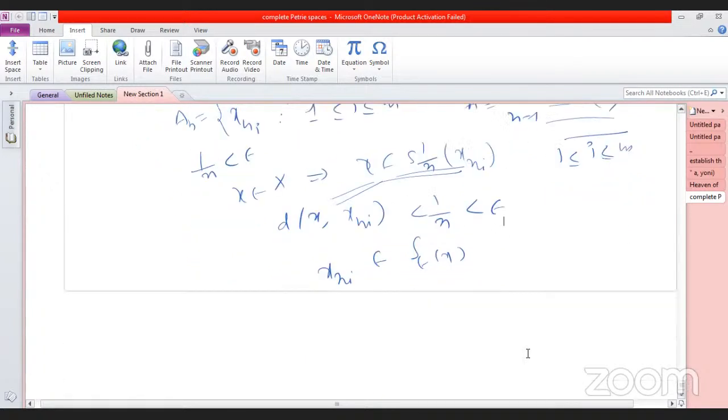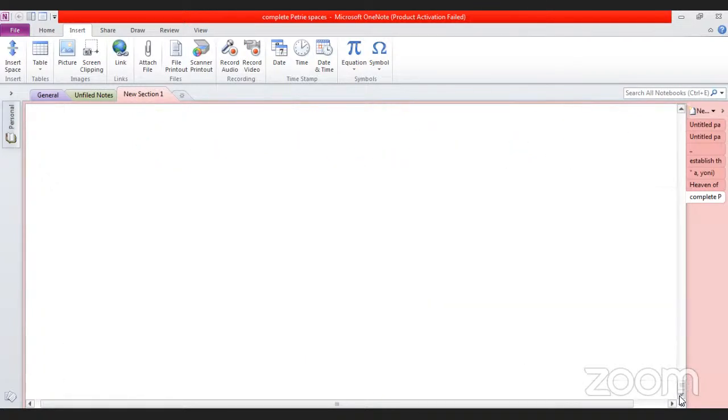So therefore I am writing here x does not belong to A, that is x is not equal to xni for 1 less than or equal to i less than or equal to m. Note that n depends on the choice of x belongs to X. So xn belongs to X, I am writing here. So therefore x does not belong to A.